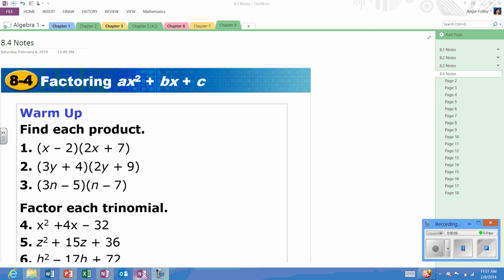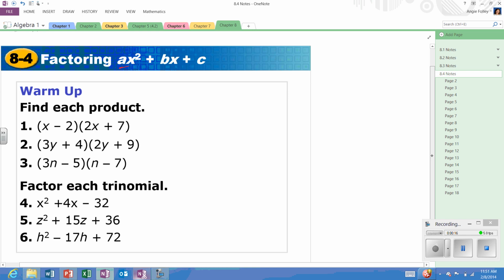This is Algebra 1, Lesson 8.4. Today we're going to look at factoring polynomials that have a coefficient out in front of the x squared other than 1. But first we're going to start with our warm-up.